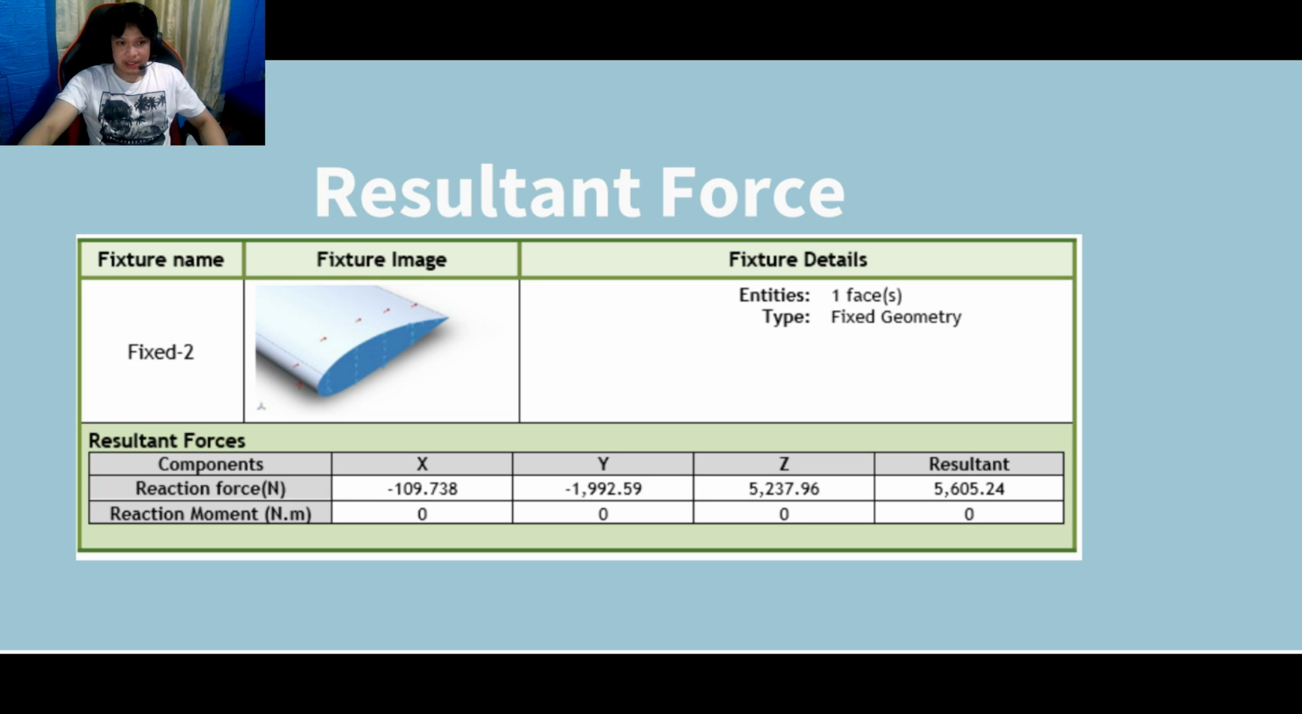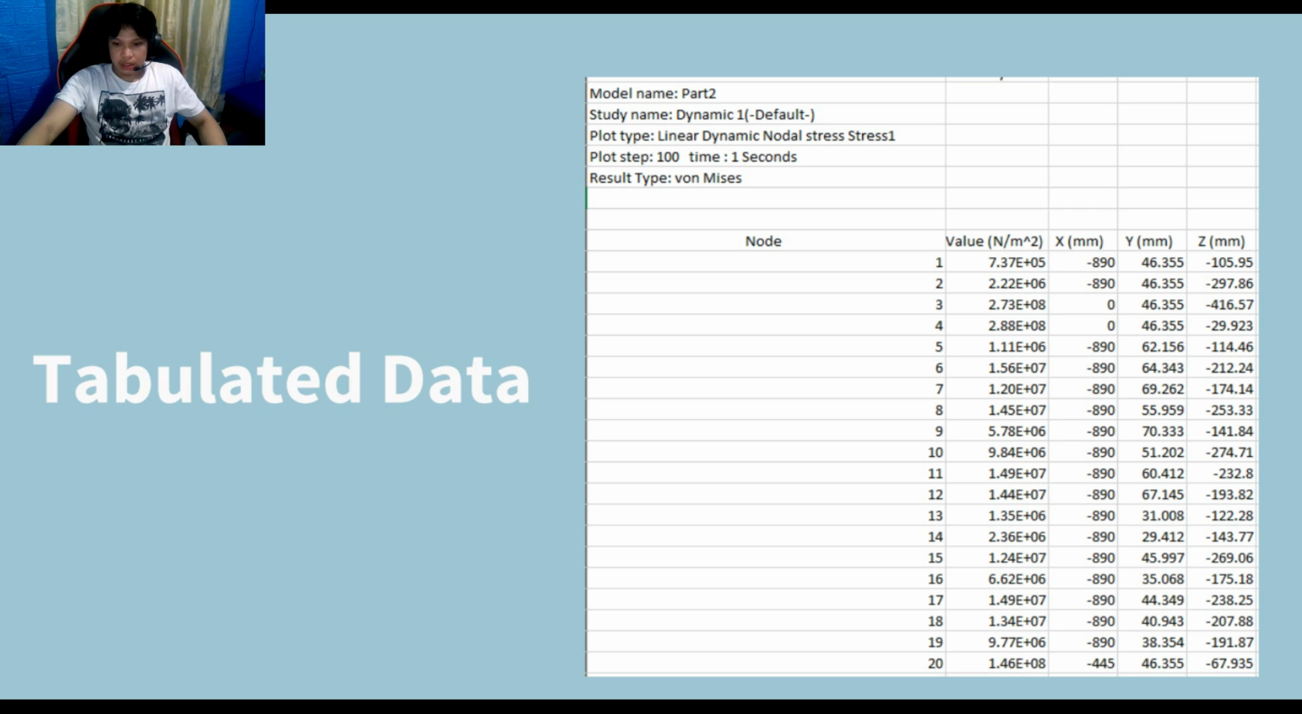For the z-axis, we have 5,237.96, caused by the drag force. If we get our resultant force, we get 5,605.24. For the reaction moment, we don't have any values given on the different planes, since our airplane wing does not rotate. Here we have the tabulated data of our stresses, the values of stresses in the different nodes of our airplane wing.